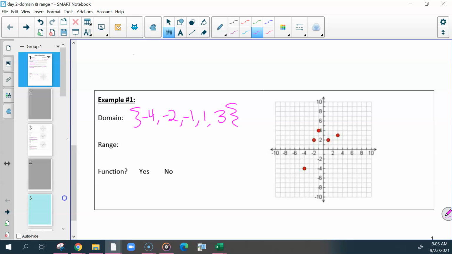And then we're going to do the same thing for the range. What is our lowest y value? You guys can say that loud. -4. Keep going. Is there a y value at -2? What would be the next one? 2. And remember, anytime these repeat, we're not going to list them multiple times. We're just going to put it once. So what would be next? 3, 4.